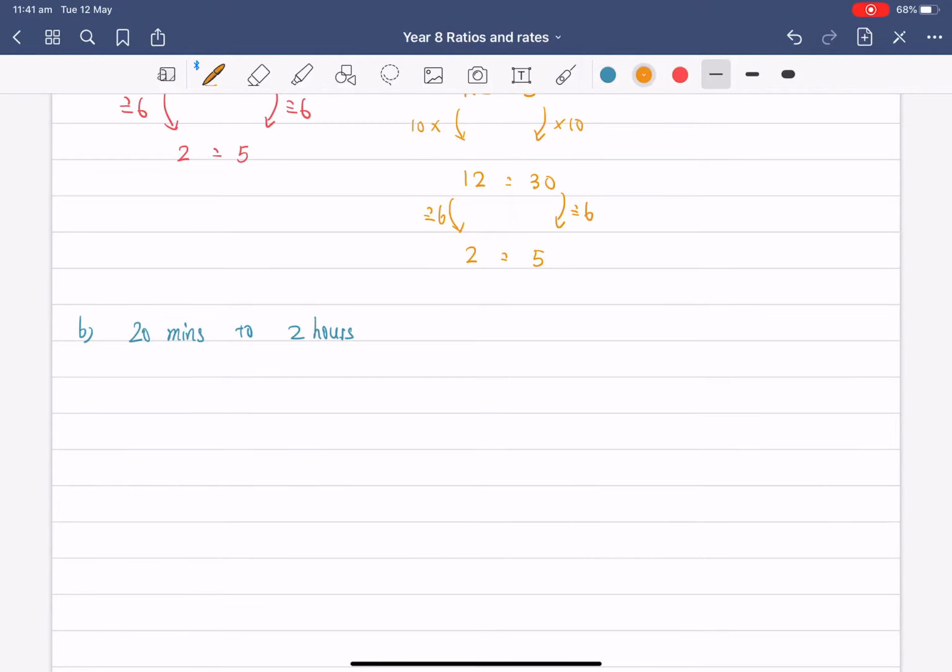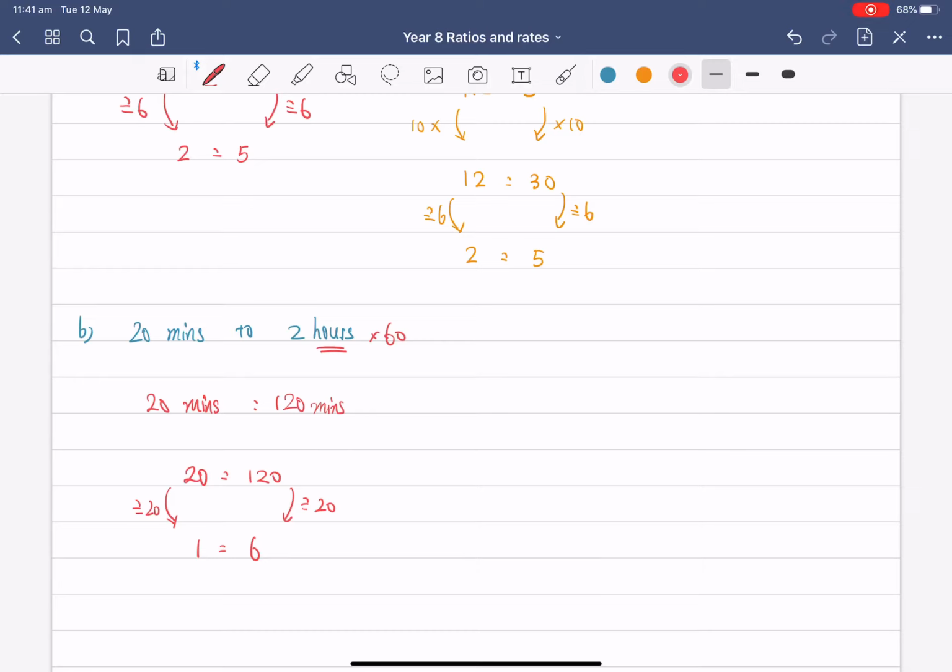Again, I prefer to change 2 hours to minutes, but you can change minutes to hours if you want. We know that 60 minutes is in 1 hour, so times by 60, that gives you 120 minutes. So then that gives you 20 to 120, and you can simplify it by dividing both sides by 20. So you get 1 to 6, and that becomes the ratio. So 20 minutes to 2 hours is equivalent to 1 to 6.